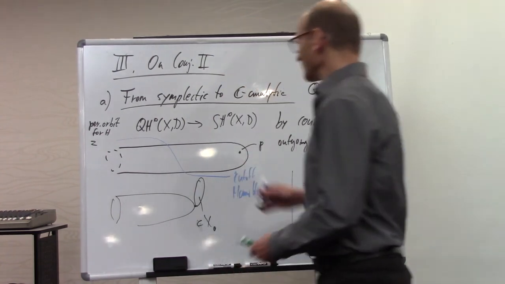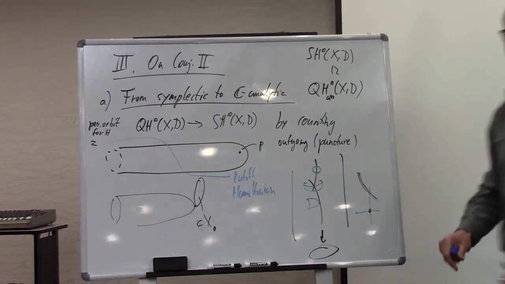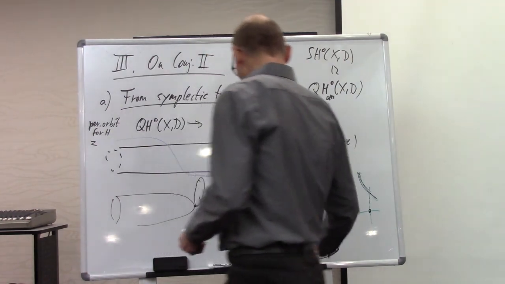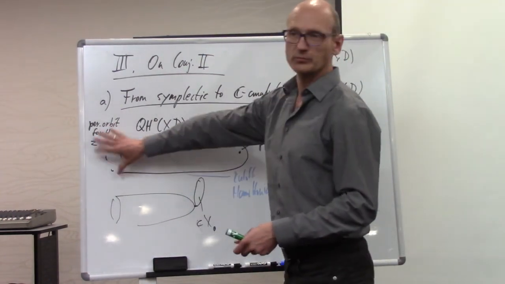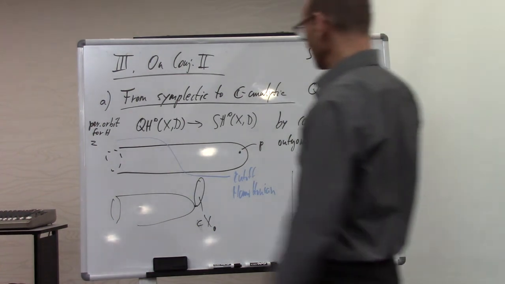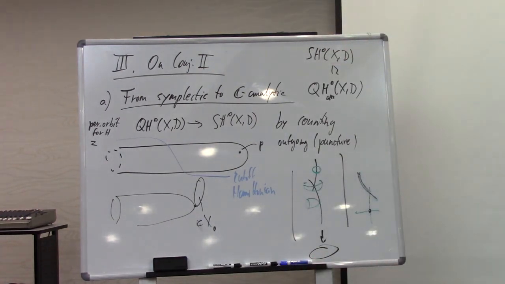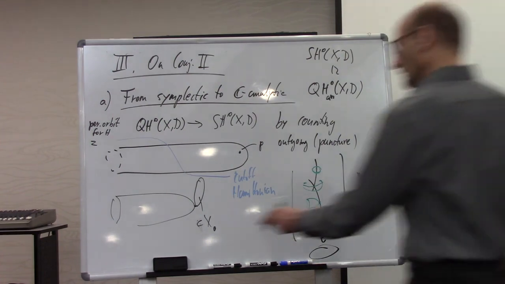So in the neighborhood of this outgoing point, there's no Hamiltonian. This is pure complex analytic geometry, while out here, this is pure symplectic geometry. Unfortunately, John Pardon has already done all the work to set up Hamiltonian Floer theory for this setup.